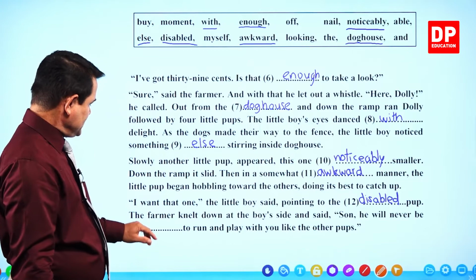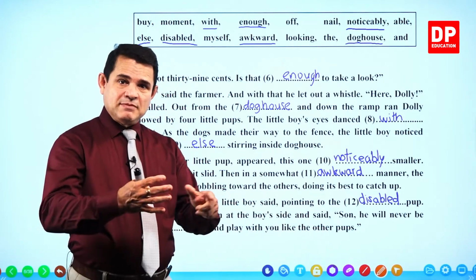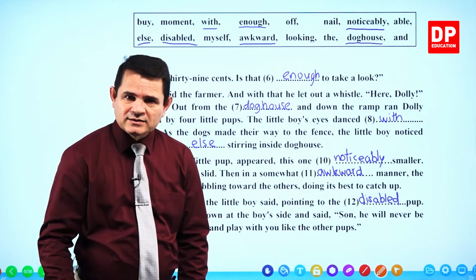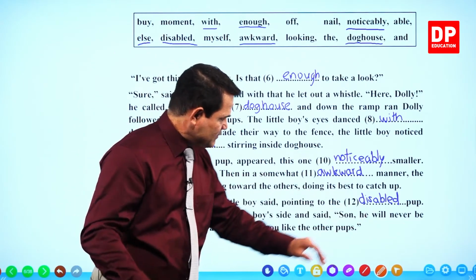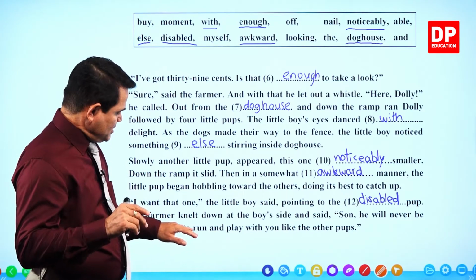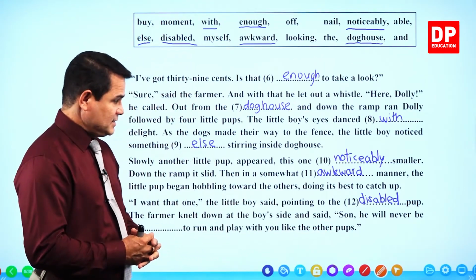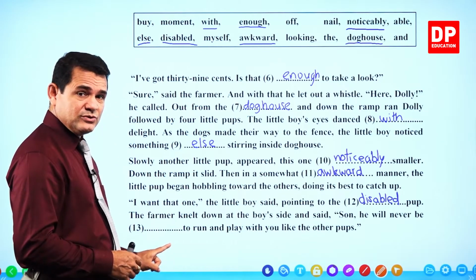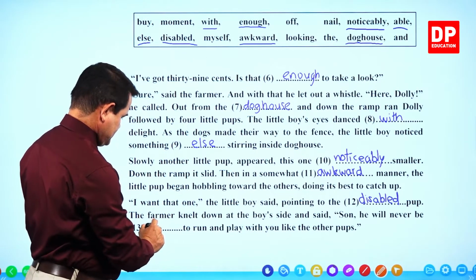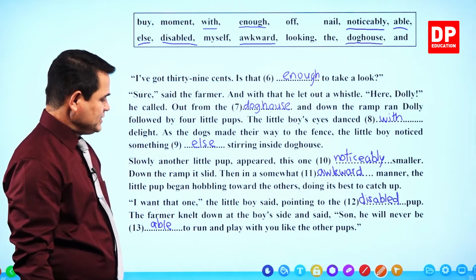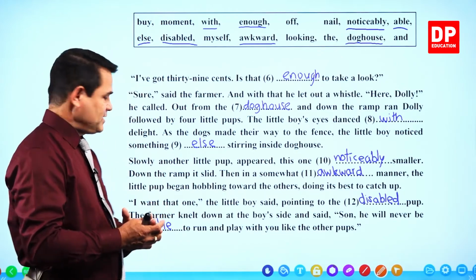Disabled pup. The farmer knelt down and the boys sighed and said, "He will never be able to run and play with you like the other pups," the farmer said. Right.